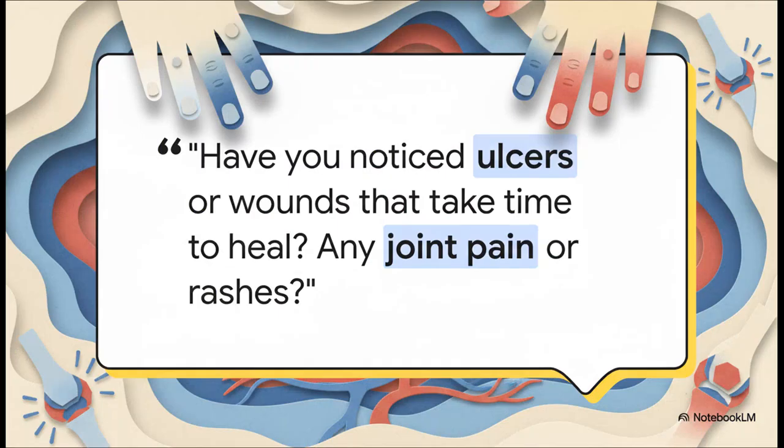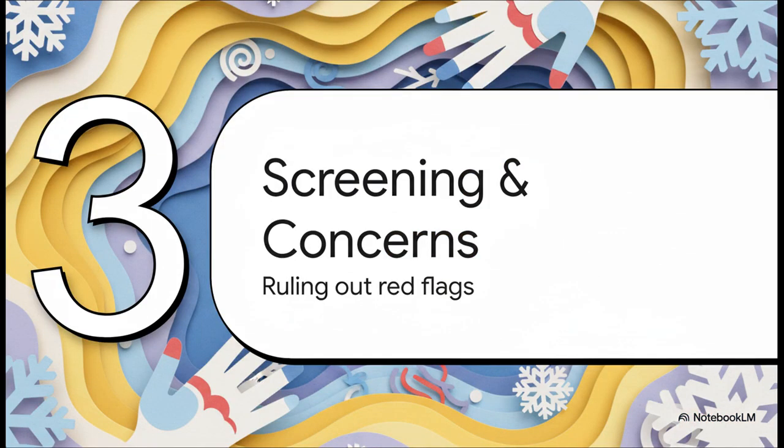And these are your go-to questions for that. The first one, about ulcers or slow-healing wounds, is all about checking for severe ischemia, major complications. The second one, about joint pain or rashes, is your opener for screening for those secondary causes, things like connective tissue diseases. Perfect. So that leads us right into our next section, screening and patient concerns.